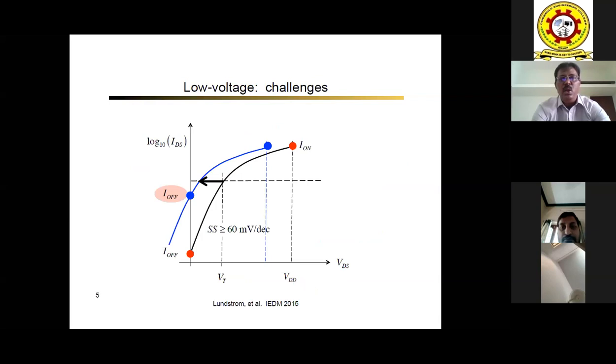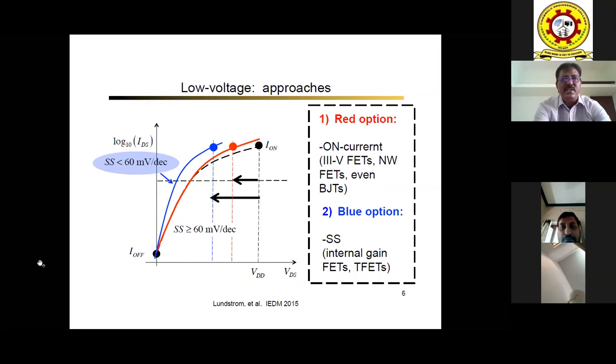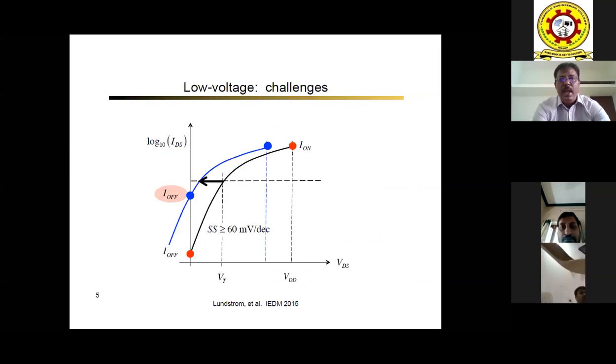Well, coming to the low voltage now. As I said, 0.5 volts has become the logic one at 5 nanometer technology, right? So when you're talking about low voltage, what kinds of challenges are we going to face? Okay, now as you see here, I on is the on current when your device is turned on, right? This is a volt-ampere characteristic curve of a normal conventional FET device, where VDS, that is the voltage between the drain and source, is taken on the x-axis, and a logarithmic plot of the drain current is taken on the y-axis.